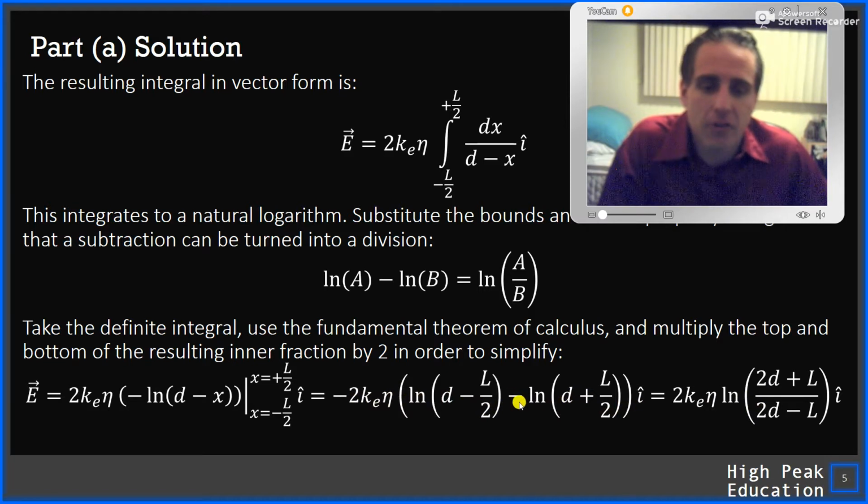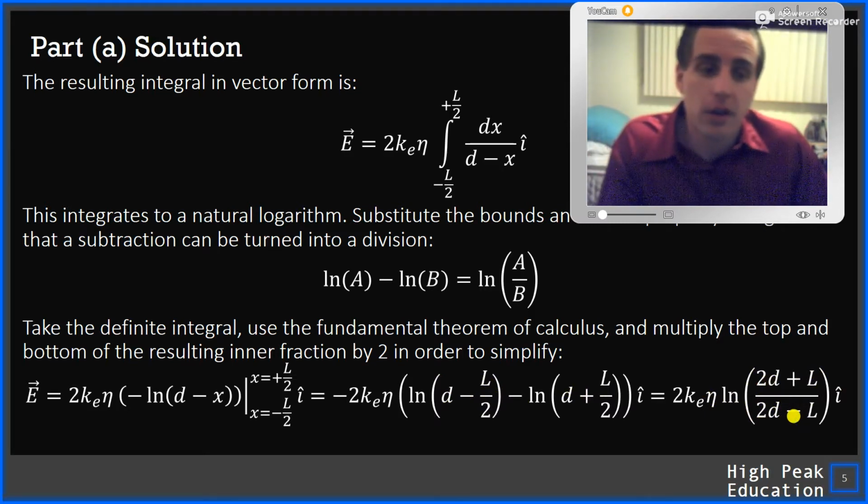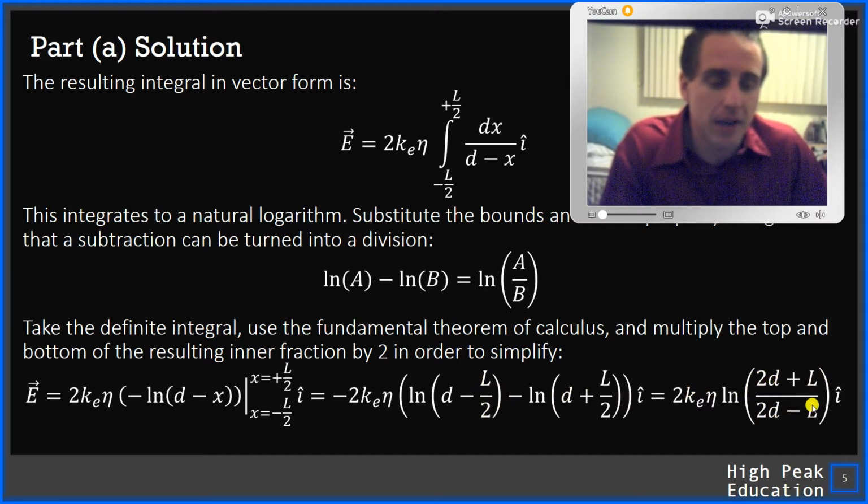So this is going to be natural log of d plus L over 2 minus natural log of d minus L over 2, if there's no negative sign out front. But then let's multiply the top of this newly formed fraction by 2 and the bottom by 2. You can do that because 2 over 2 is just another form of 1. So 2 times d is 2d, and 2 times L over 2 just gives L. So the form looks a lot more compact. You get 2d plus L over 2d minus L.